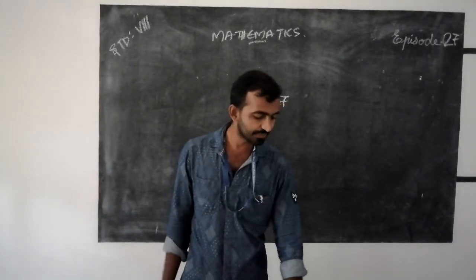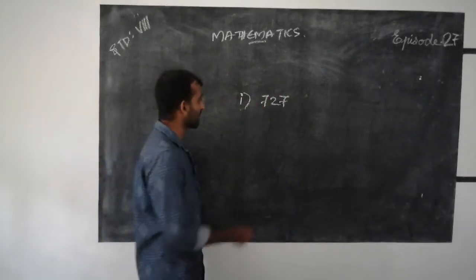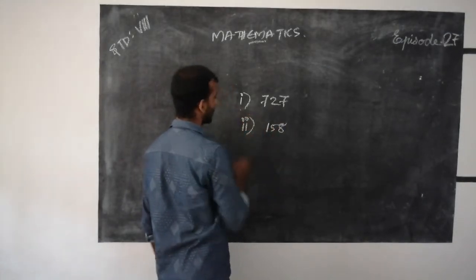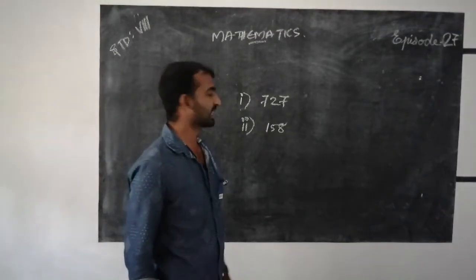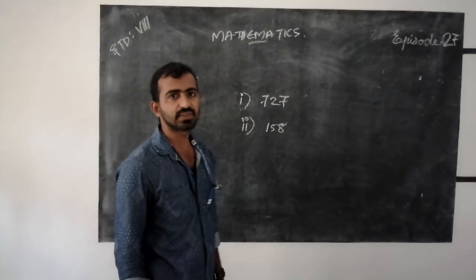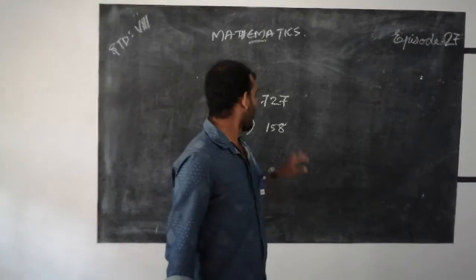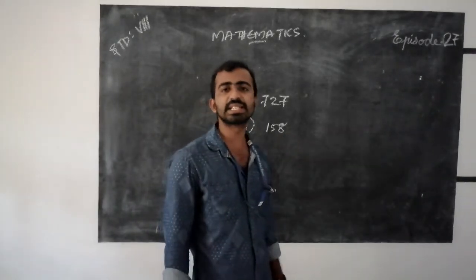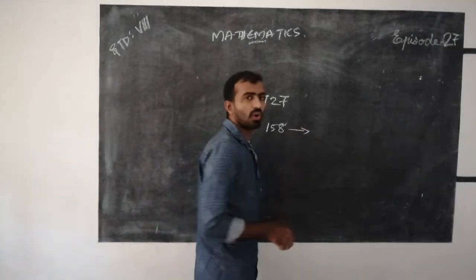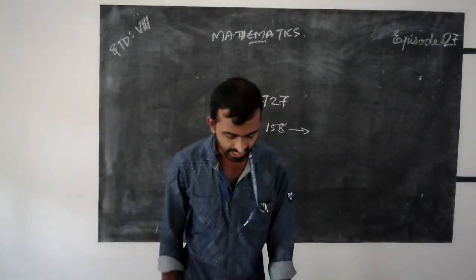And next is 158. What is the answer? Here the unit place 8 is an even number. 8 is an even number, so we get the result as an even number.